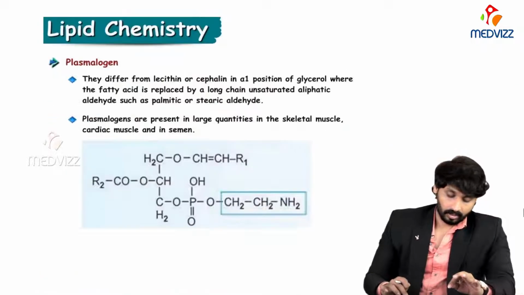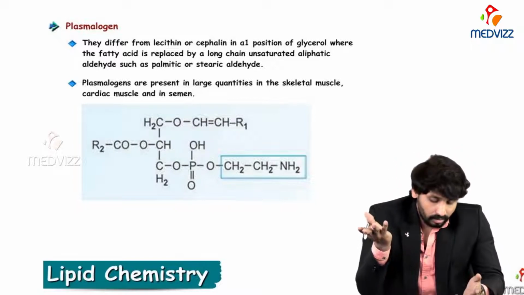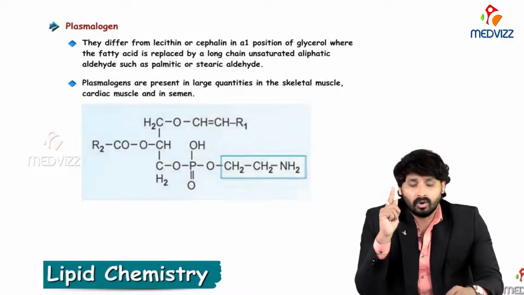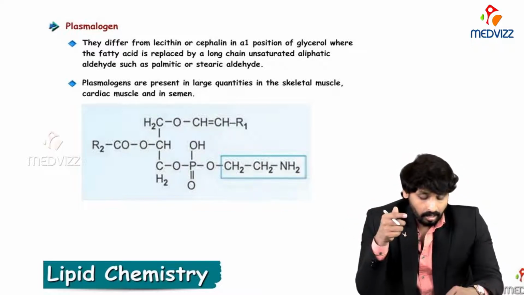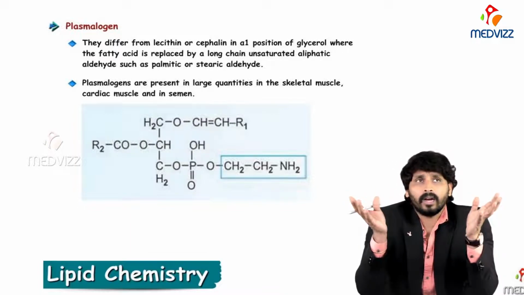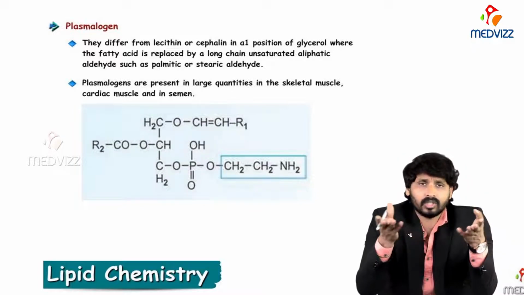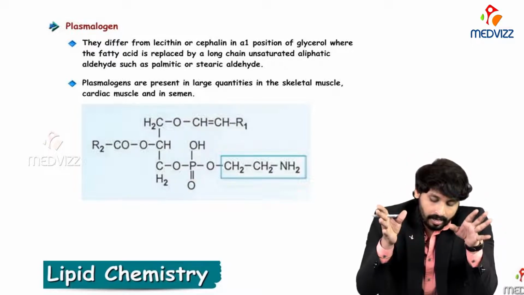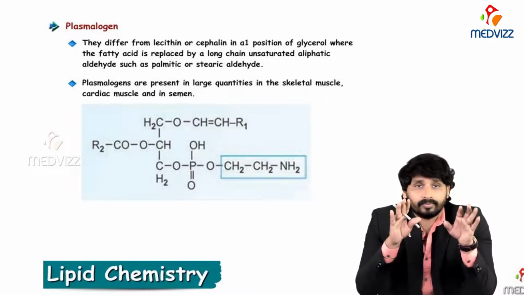So plasmalogen. What do you think of plasmalogen? Plasmalogens differ from lecithin or cephalin at the first position of glycerol, where the fatty acid is replaced by a long chain unsaturated aliphatic aldehyde such as palmitic or stearic aldehyde. So far, at the first carbon of glycerol, we used to get unsaturated or saturated fatty acids attached, but here long chain unsaturated aliphatic aldehydes are attached.